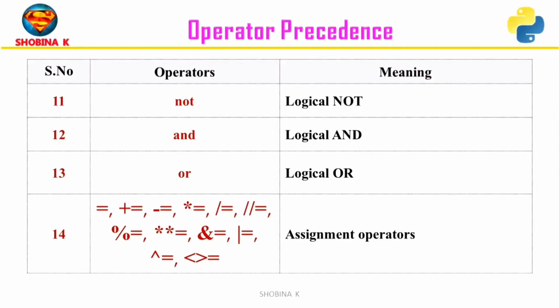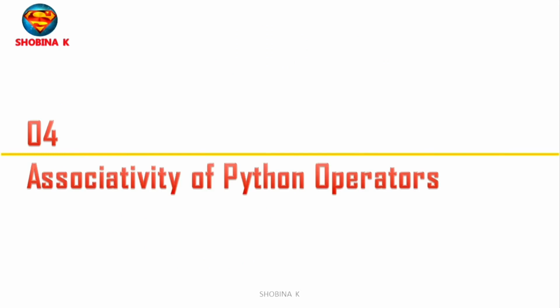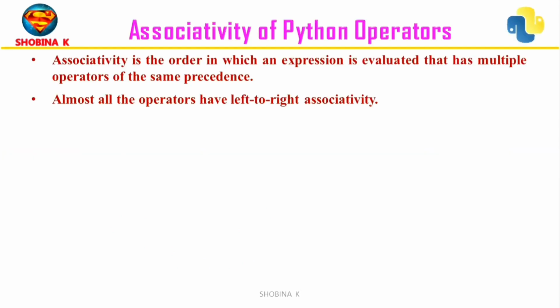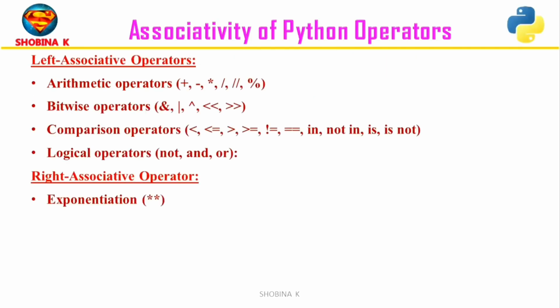We can see in the table that more than one operator exists in the same group, and these operators have the same precedence. So when two operators have the same precedence, associativity helps to determine the order of operations. Now let's understand the concept of associativity of Python operators. Associativity refers to the order in which the operators of the same precedence are evaluated in an expression. In Python, most operators are left associative, meaning that they are evaluated from left to right, whereas exponentiation is right associative. And here are simplified examples for both left associative and right associative operators in a Jupyter notebook.